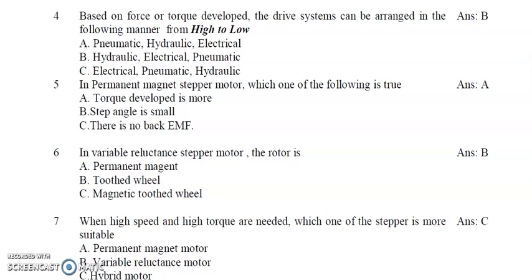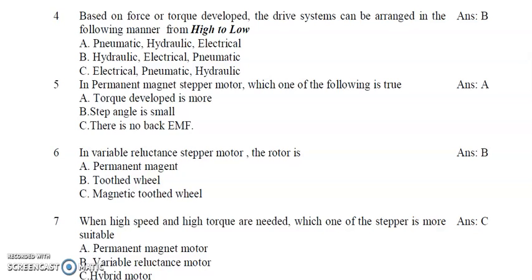Fifth question. In permanent magnet stepper motor, which one of the following is true? A. Torque developed is more. B. Step angle is small. C. There is no back EMF. The answer is option A. In permanent magnet stepper motor, the step angle is going to be larger and there is back EMF also. These two are the drawbacks of permanent magnet stepper motor. So the first one is the right one: torque developed is more.